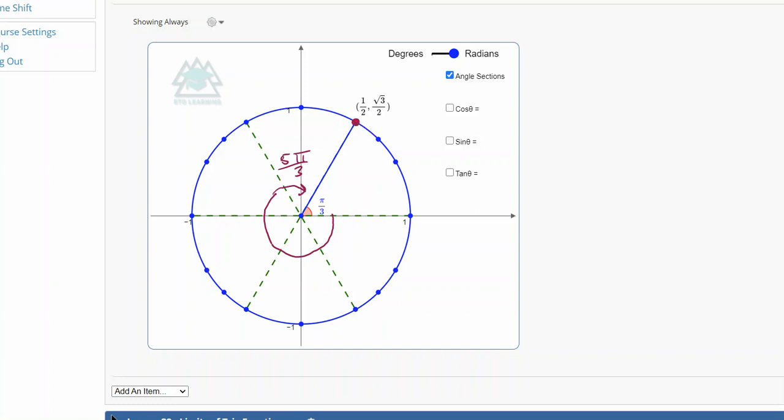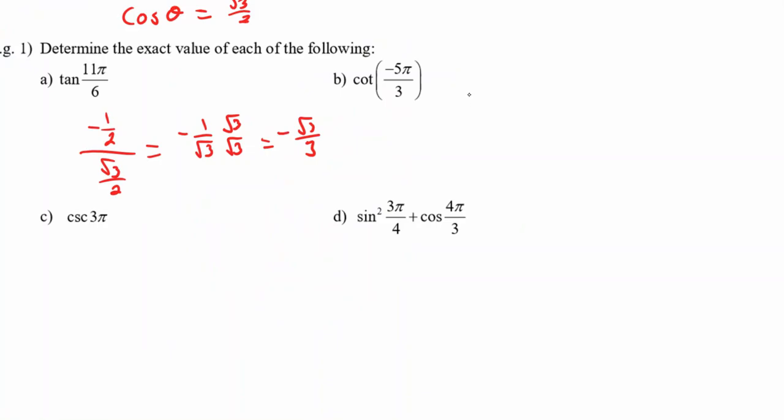Now, what were we looking for? We're looking for cotan of that, so cotan of negative 5 pi over 3. Okay, well, cotan is just the inverse of tan. So tan would be sine over cos, so it would have been root 3 over 2 over a half. But cotan is cos over sine. So this is going to be 1/2 over root 3 over 2.